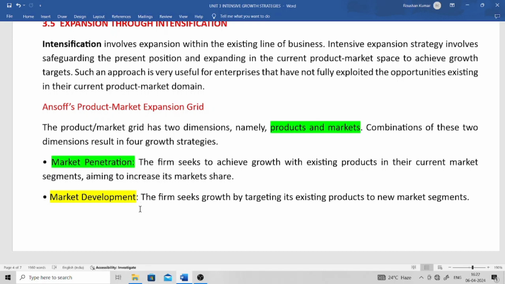Two possible methods of implementing market development strategies are, first, that the firm can move its present product into new geographical areas. That is a possibility, meaning using the existing product the firm can enter into new geographical areas. Or second, the firm can expand sales by attracting new market segments using the existing product.